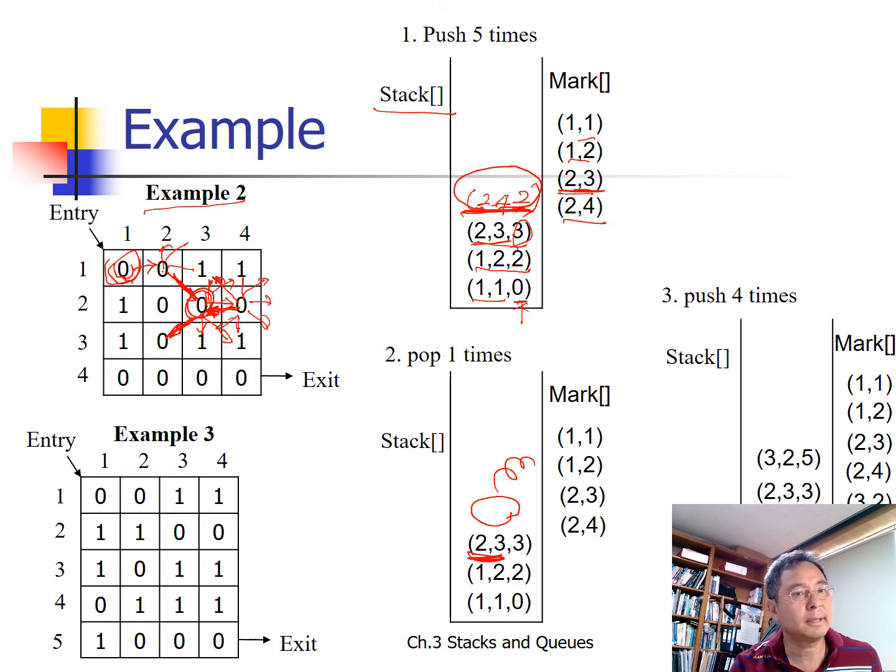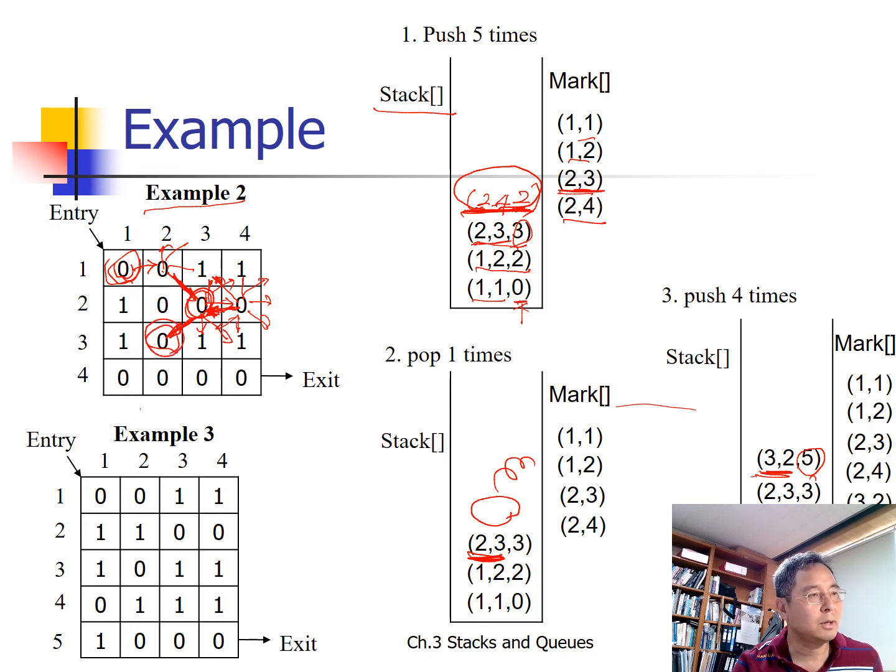So the next one is 3,2, and the direction is that 0, 1, 2, 3, 4, 5. Yes, 5 is used. And 3,2 is stored in the mark also. And I am in here now.